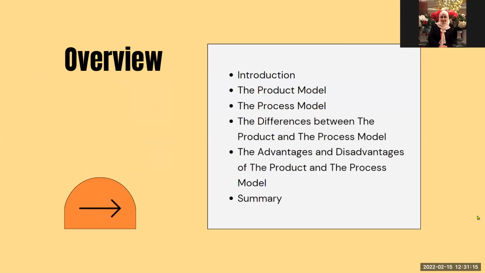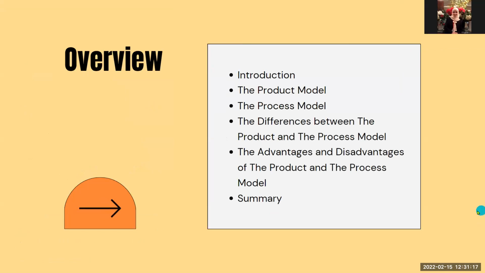Okay, to start off, we'll look at the overview of our presentation. First, we will do the introduction, and then we will explain the product model and the process model as well. We will also explain the differences between the product and the process model, and the disadvantages and advantages of both models. And finally, we will talk about the summary, which is the conclusion.